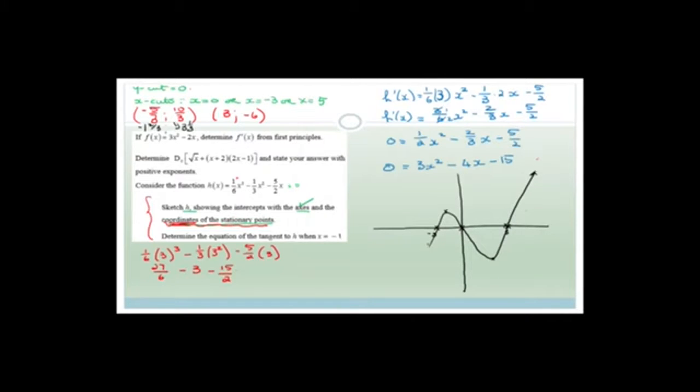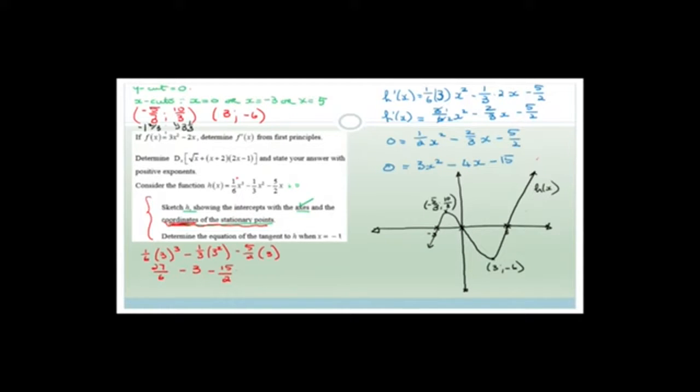Okay, but remember that you guys are going to be drawing using a pencil. So if you miss it, you can just erase, okay? So this point here is going to be minus 5 over 3, 10 over 3, and this point here is 3, minus 6. And there you go, you've got your graph. So this is h of x. Okay, so that wasn't too bad.